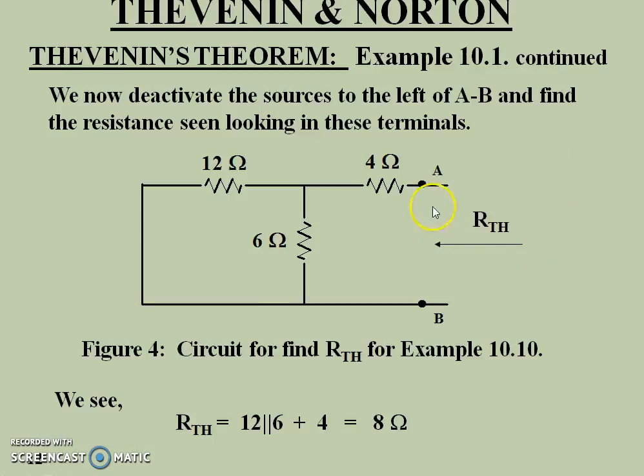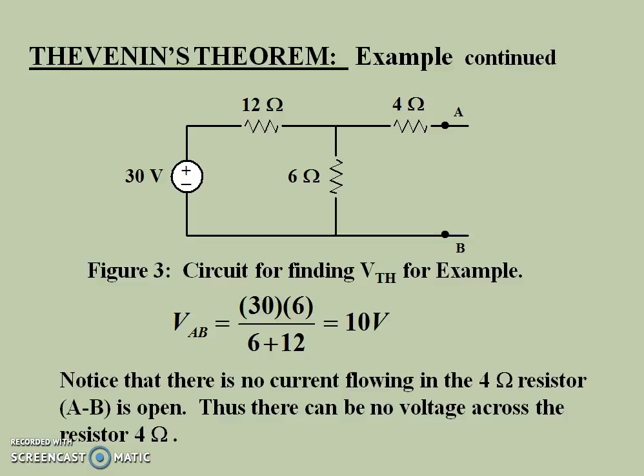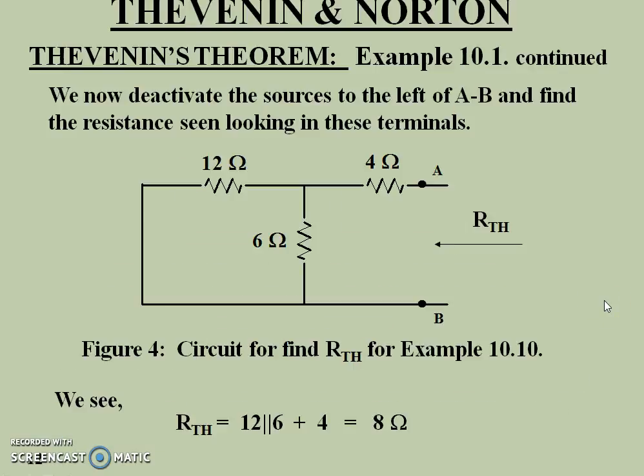And for the Thevenin resistance, that is RTH, you have to replace all the sources. Here only one source is present, that is the 30 volt voltage source. So we have to replace this voltage source with its internal resistance. As the internal resistance of the voltage source is 0, we have to make it short, and we have to find out the Thevenin resistance from the terminal AB.